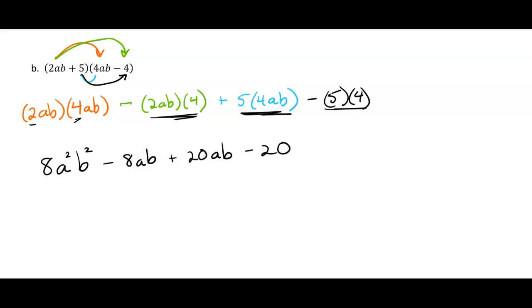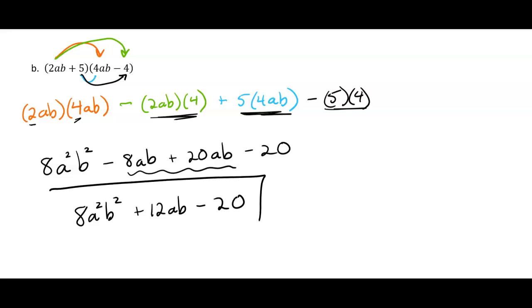Okay, this time, do we have any like terms? We do. So we can combine those two. So I have 8a squared b squared. Now, minus 8 and 20, that's going to be plus 12ab. So it's like you have negative 8, some kind of ab thing, a box that says ab, and you have negative 8 of them. And then you have positive 20 of them. So altogether you have 12 of those ab boxes. I don't know if that helps. Okay, minus 20. And then that one's done.